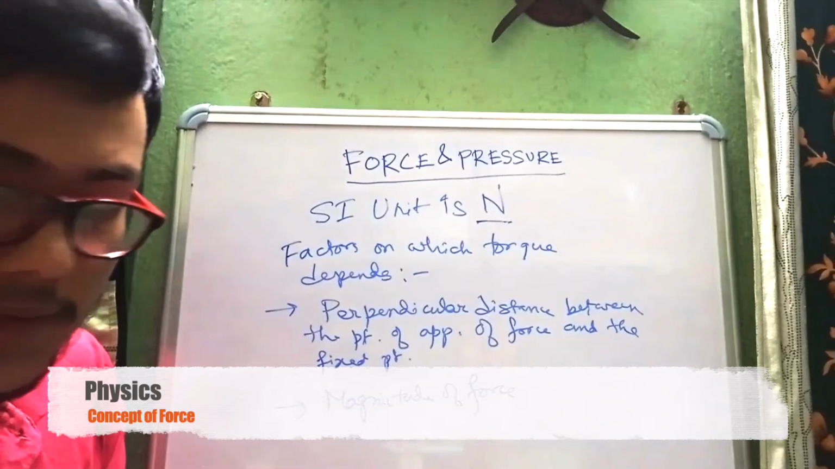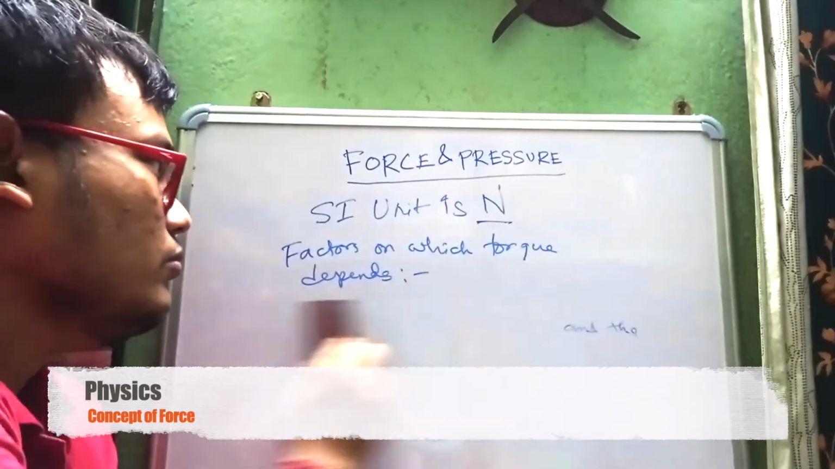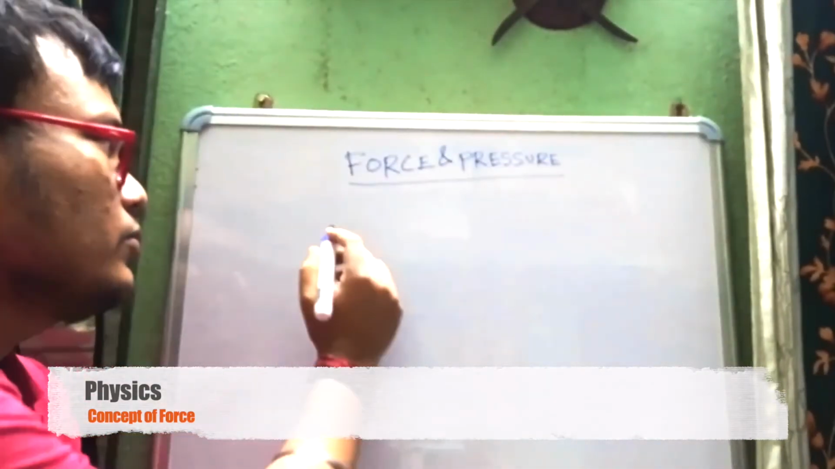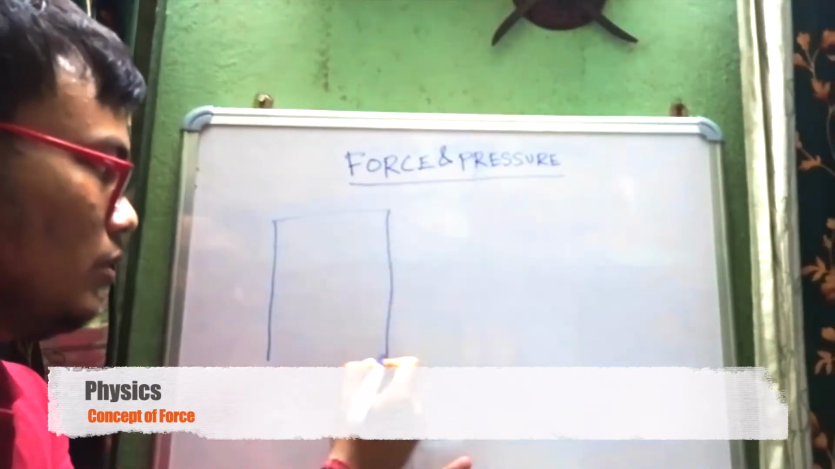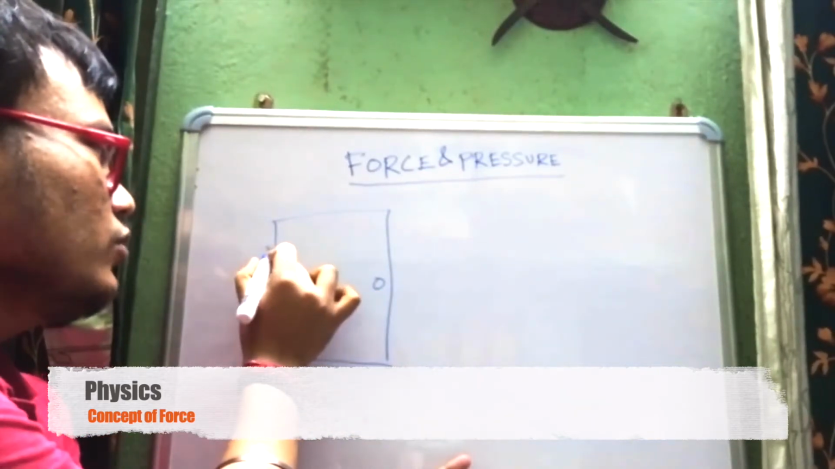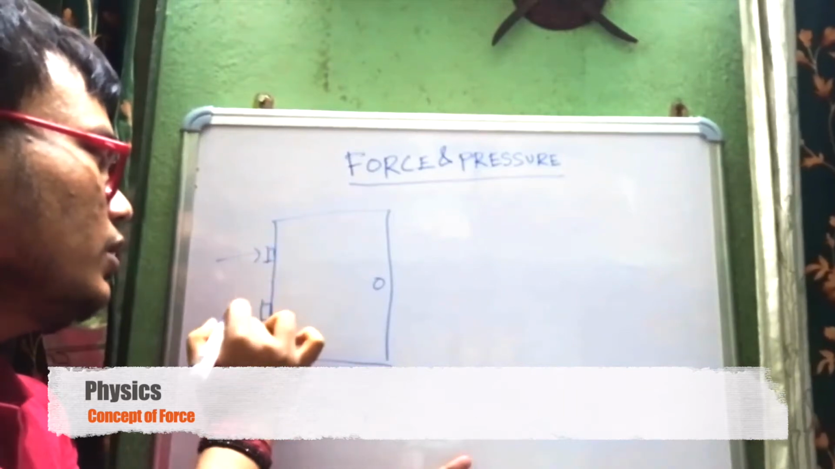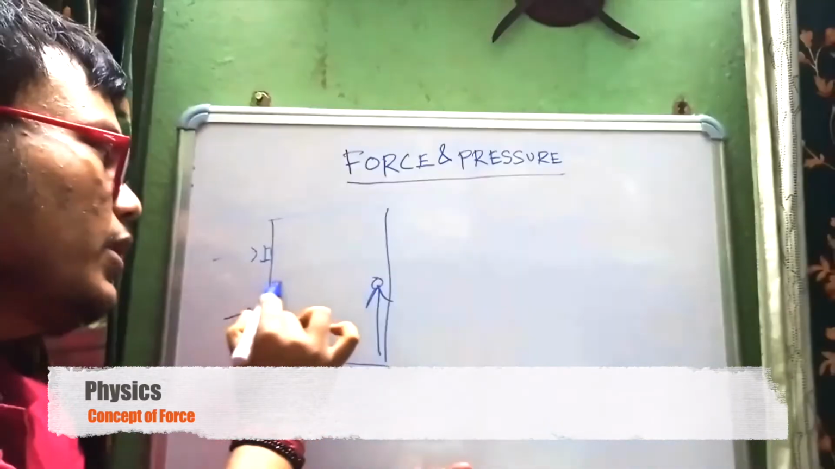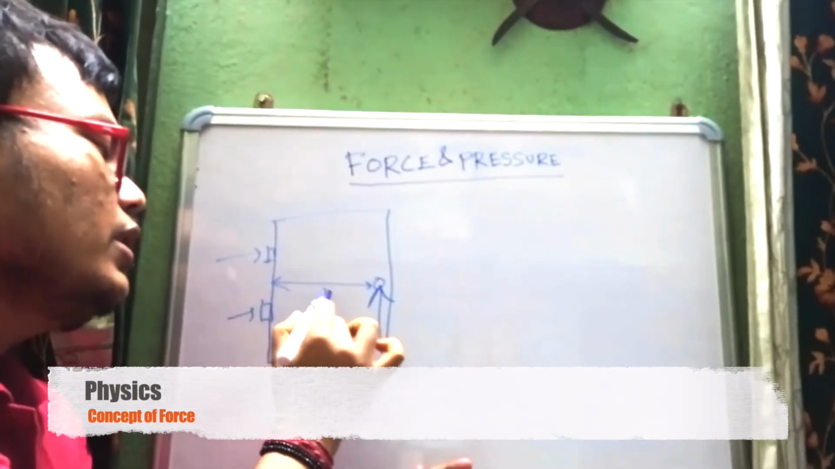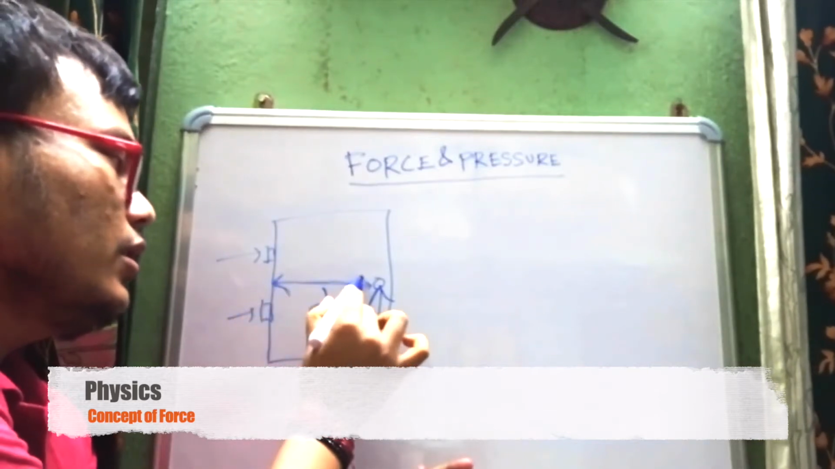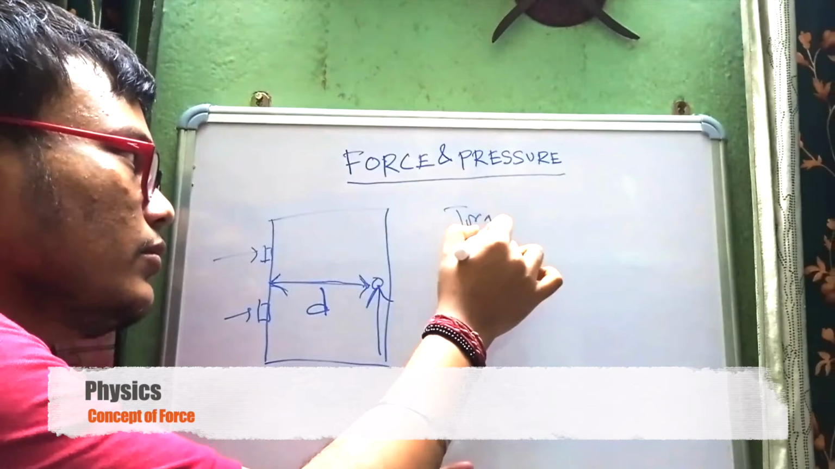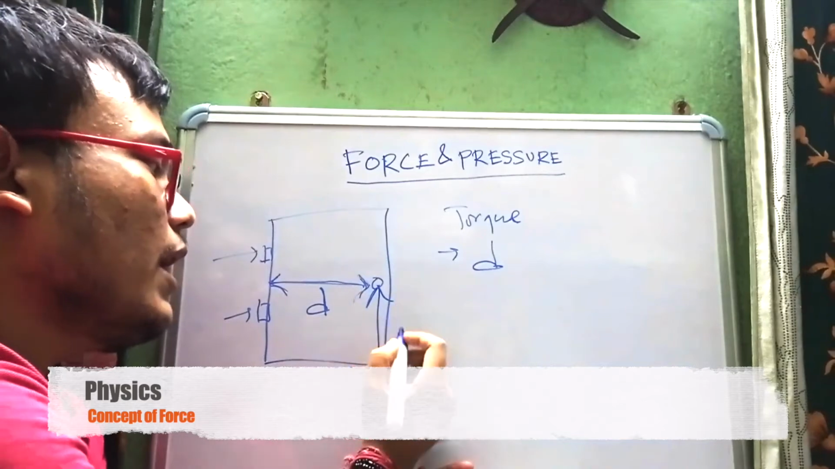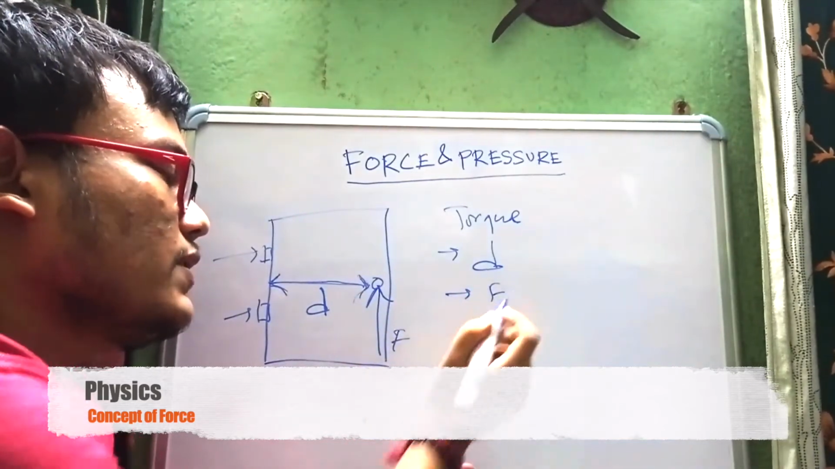So let's understand it with an example. Let's say this is the door, this is the knob, these are the hinges. So these two hinges are the fixed points. If we apply force over here, the perpendicular distance, which we can denote as d, matters. The torque depends on d, the perpendicular distance, and the magnitude of force, which is F.